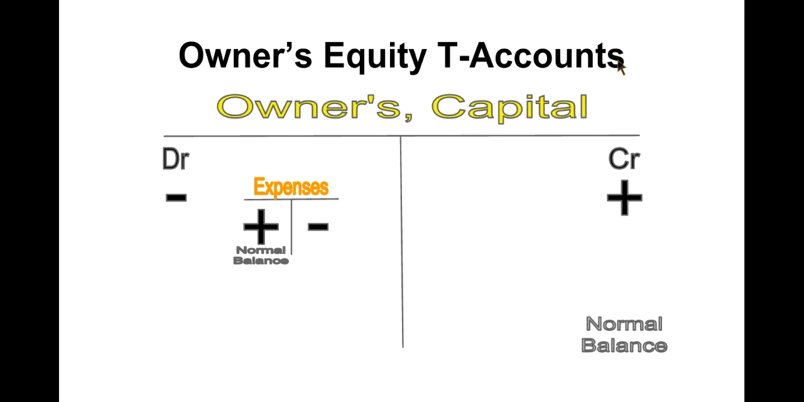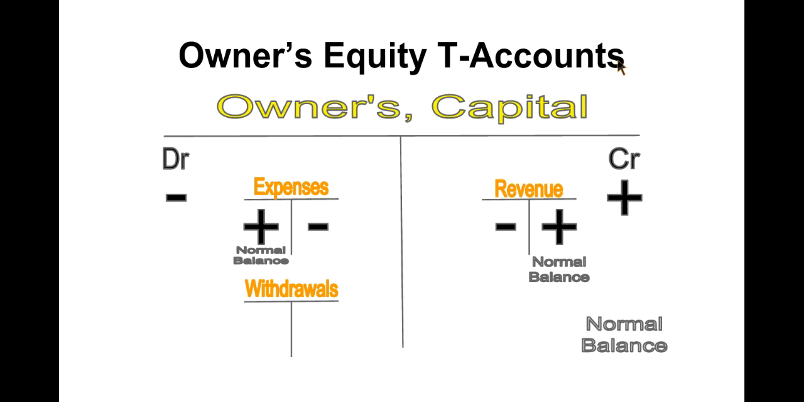Expenses increase with the debit, decrease with the credit. Revenue, this is money coming in from sales of goods and services. We increase with the credit, decrease with the debit. Withdrawals will have the same rules as expenses in that they increase with the debit, decrease with the credit, and the normal balance is debit.